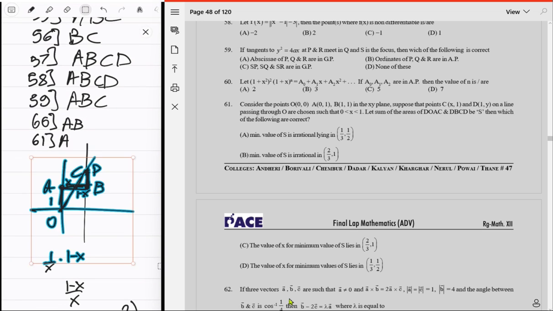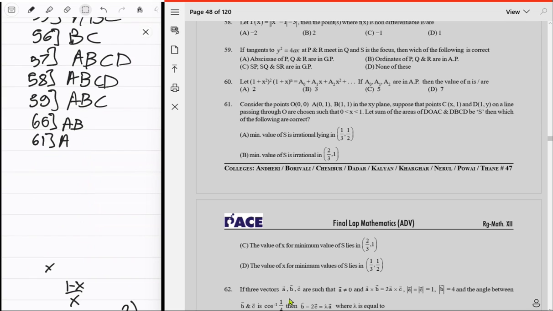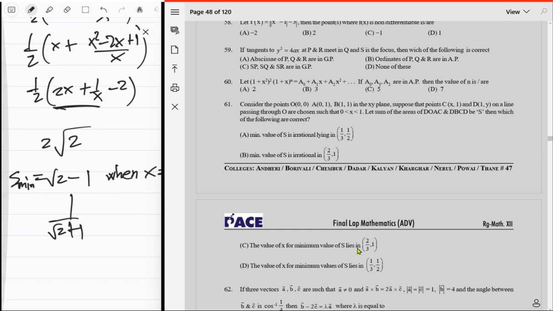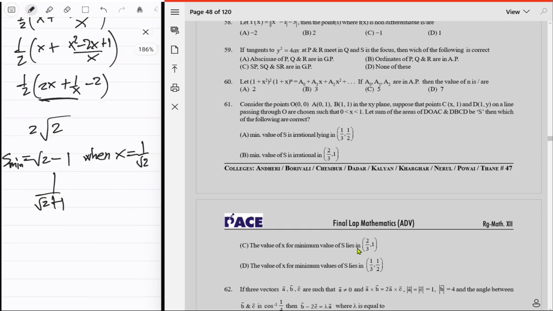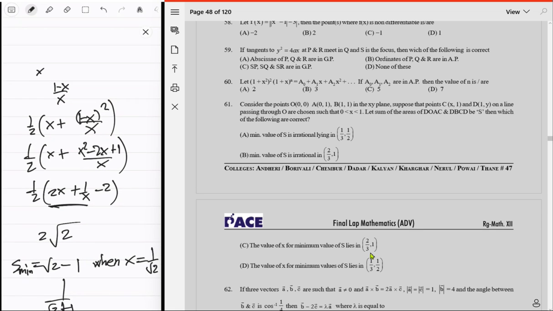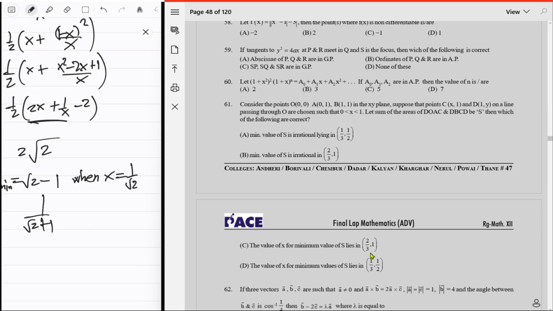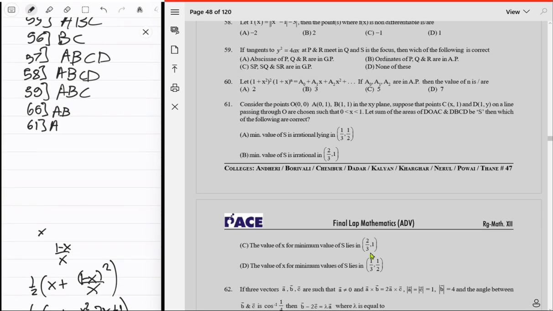What else is there? The value of x for which the minimum value of S occurs lies in 2.3 to 1. I guess it's correct, because 1 upon square root of 2 lies in this. It's like 3.2 is 1.5. This is 1 upon, and square root of 2 is 1.4 something. So yes, it actually does lie. So C is correct. Next question, 62.